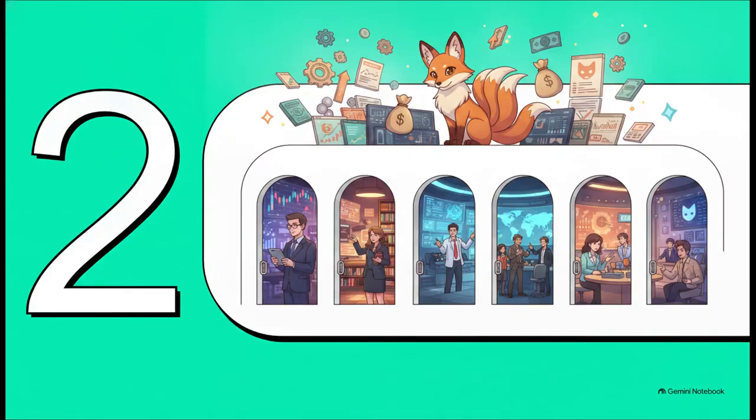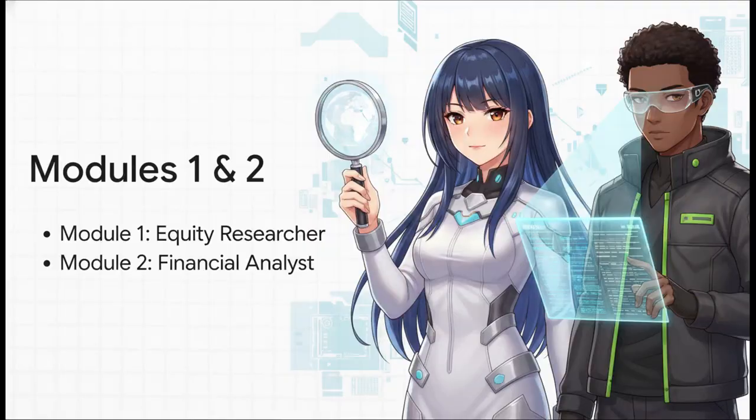Section 2, the 6 specialized modules. Let's open the doors to the 6 specific rooms in this analytical engine. Instead of asking one AI to just do everything at once, Shadowfox breaks the job down into 6 specialized analyst personas. First up, we have Module 1, where the AI acts as a senior equity researcher. The goal in this room is to establish a complete overview of the company's business model, revenue drivers, and its competitive moat. Once that baseline is set, we immediately hand the file over to Module 2.